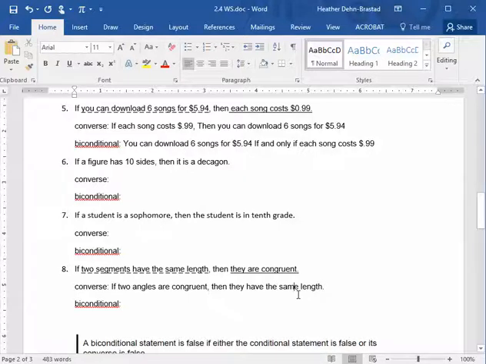Now, do biconditionals start with the word if? No, they do not. Biconditional sentences, you just start typing using your original conditional statement as a guide. So I will start with 2 segments. Do not start with the word if. 2 segments have the same length. And do not put a then. If and only if, or if you want to use IFF, you can. If and only if they are congruent. So that is an if and only if sentence.